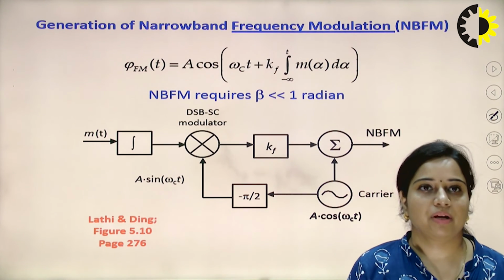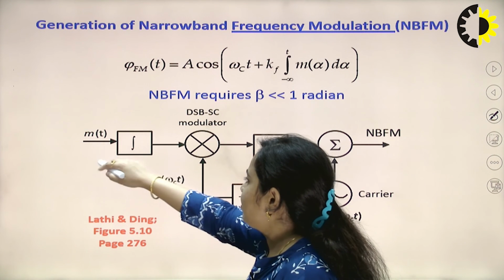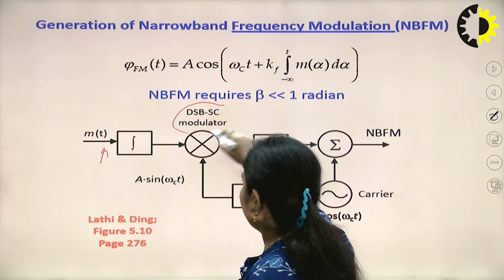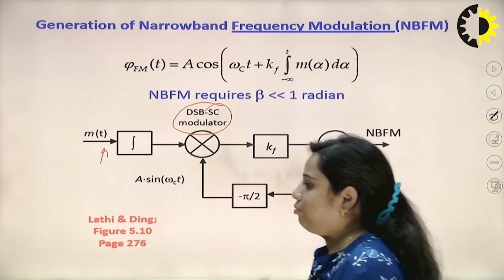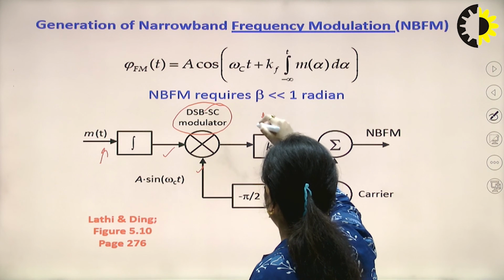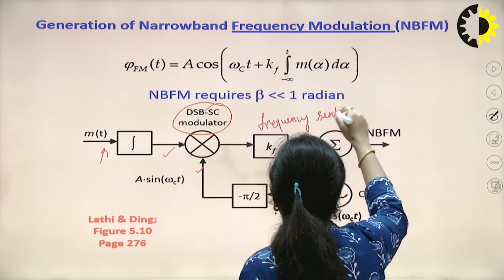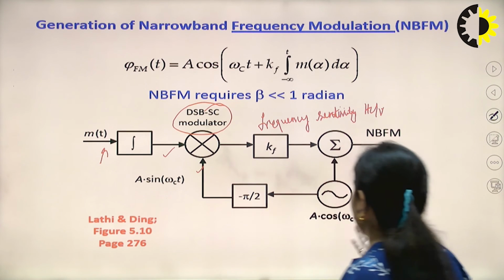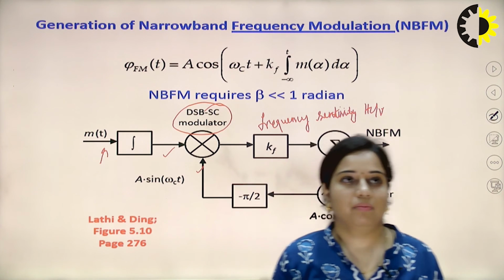Now, next is the generation of narrowband FM. How are we going to generate it? This is the simplest kind of diagram. The message signal is applied to this integrator, then passed through a DSB-SC modulator, which is nothing but a product modulator that multiplies the two inputs, and the output of this is multiplied by kf. This is the frequency sensitivity, whose unit is hertz per volt, and then the output is applied to a summation. This is the simplest diagram for generating the NBFM signal.